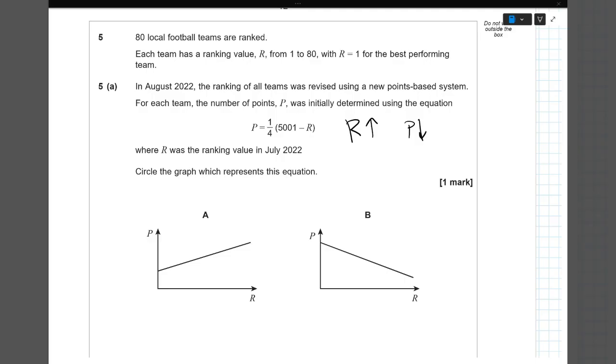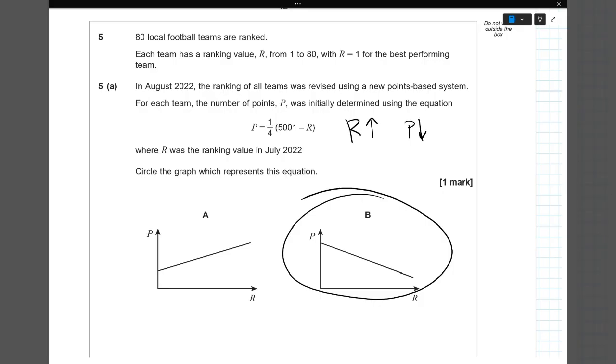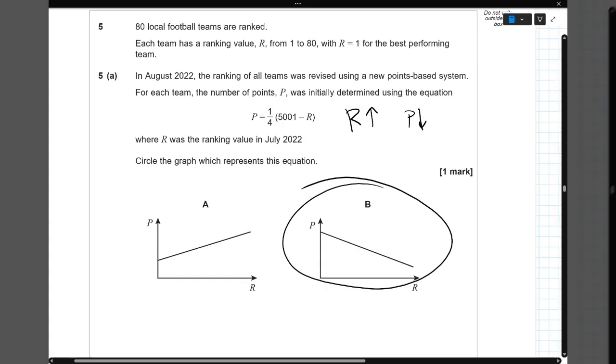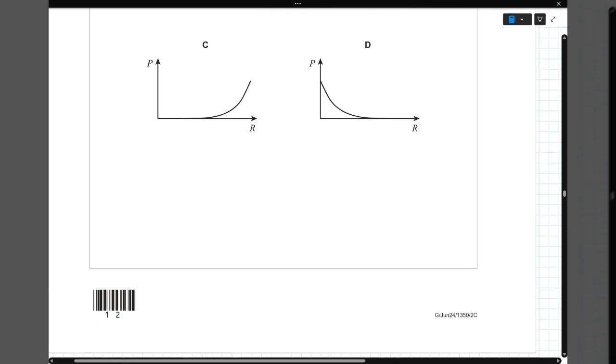I'm just going to double check the mark scheme. Why am I double checking it? I've done it already. It's definitely B. I'm just tired, late at night. So it is going to go down in a nice linear fashion, because all we're doing is working out a number and then multiplying it by 0.25. So it is going to go down in stages, probably with a gradient of negative 0.25. Anyway, that is everything for question 5, part A.